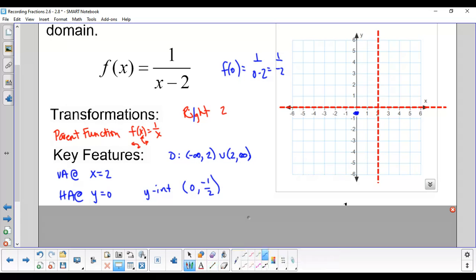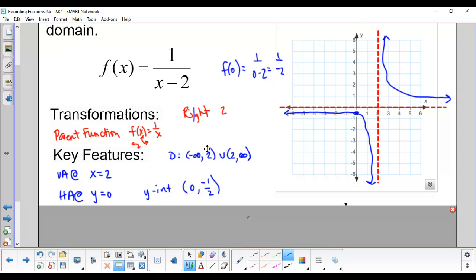Next, I know that if it has to pass through this point and it has to follow the asymptotes, my graph will exist over in this area. Now, because it's a rational function, I know that it also is going to be opposite of that location. So it's also going to be up in that area.